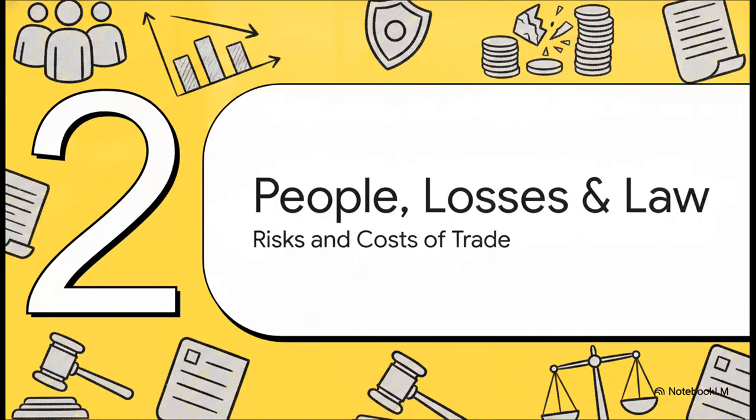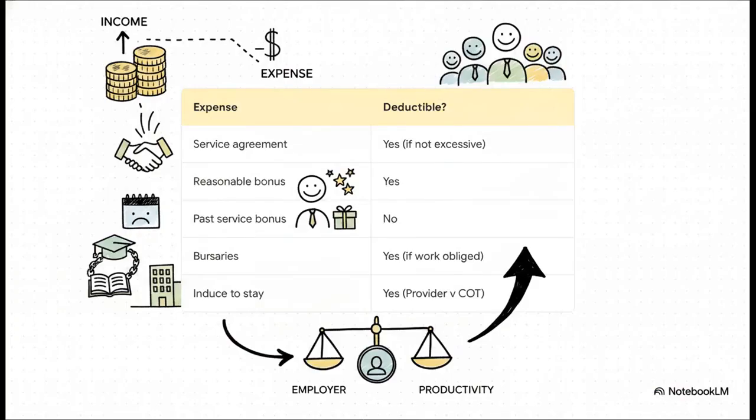Moving right along to Section 2, people, losses, and legalities. Let's look at how this applies to the inevitable risks and costs of employing people. Staff are obviously essential to producing income, but man, they are expensive. Generally, amounts paid under a service agreement are deductible if the GDF is met. But beware, any excessive portion driven by motives other than trade is going to be disallowed. Reasonable annual bonuses to keep staff motivated, deductible. But bonuses for past services, not deductible because they aren't producing future income.